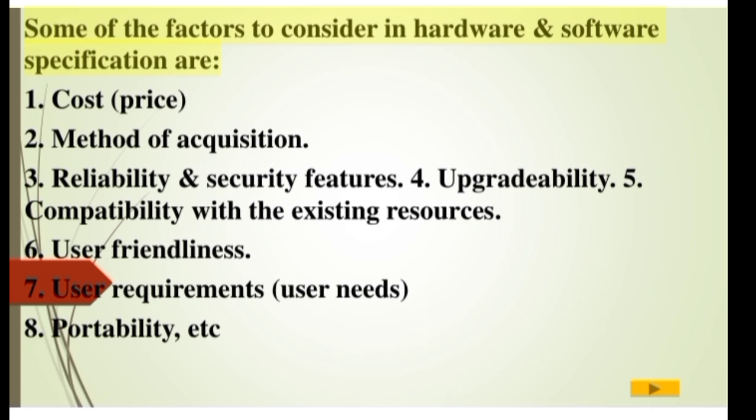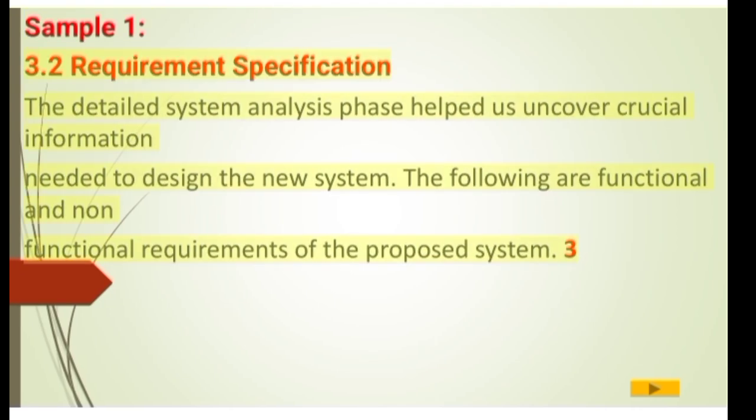Some of the factors to consider in hardware and software specification are: 1. Cost price. 2. Method of acquisition. 3. Reliability and security features. 4. Upgradability. 5. Compatibility with the existing resources. 6. User friendliness. 7. User requirements, user needs. 8. Portability, etc. Sample 1. 3.2 Requirement specification. The detailed system analysis phase helped us uncover crucial information needed to design the new system.